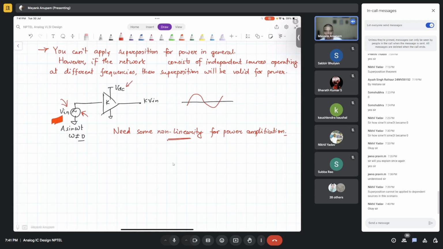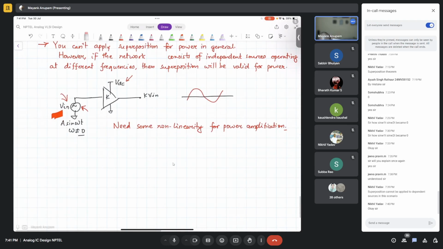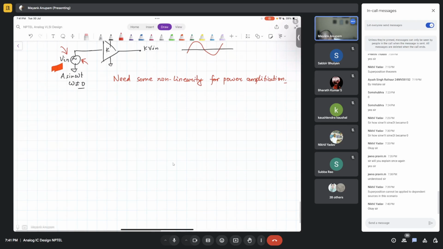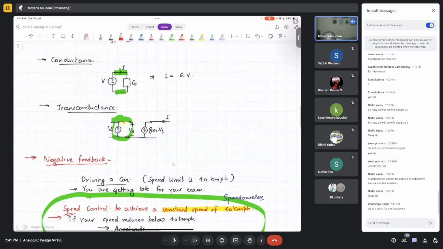You have generally heard about time invariance, right? LTI systems, linear time invariant systems. But if the circuit is linear but not time invariant, if the circuit is time variant, then also you can have power amplification. Something to simply think about. So I think that wraps up the discussion here.